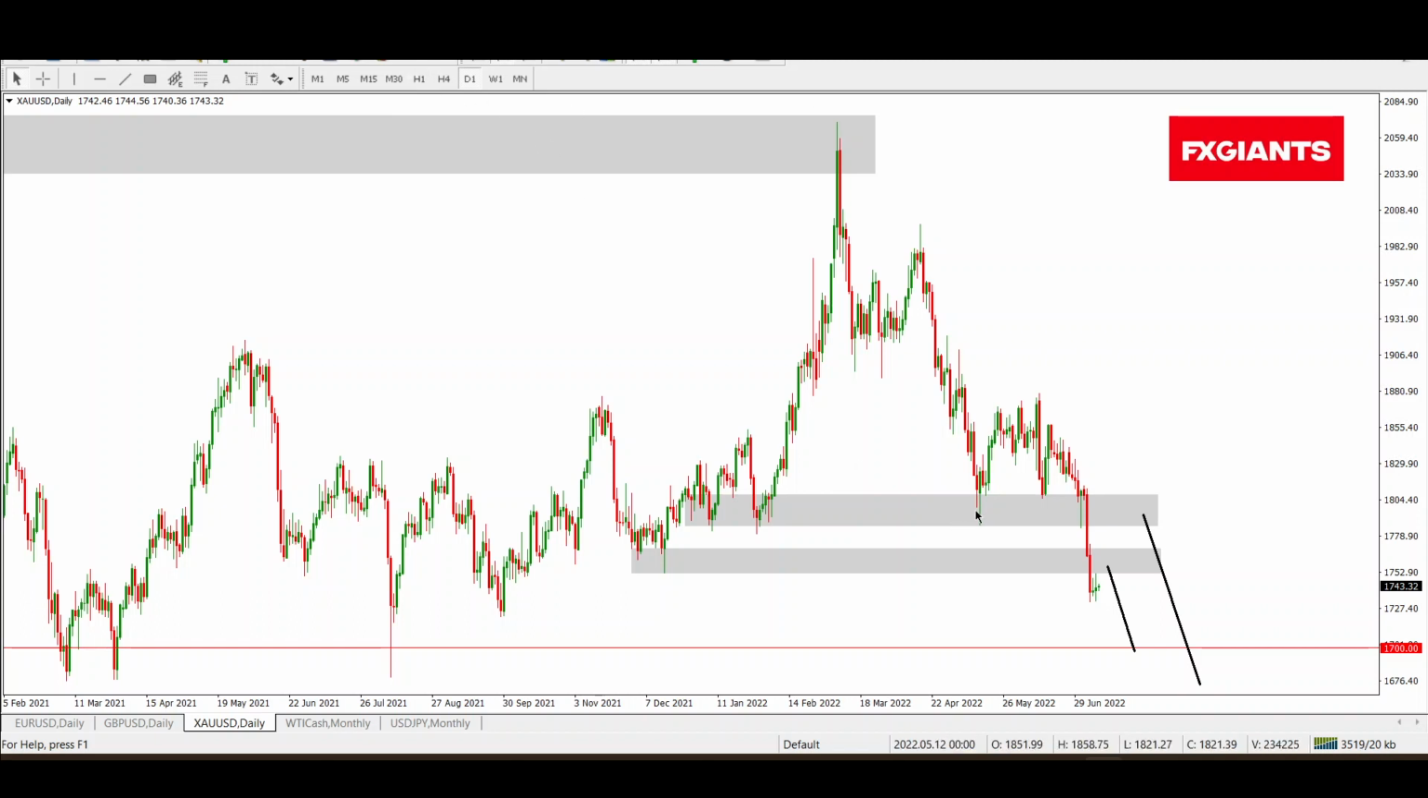And on gold as well, we want to see this high taking, this major daily high, before our bias changes from bearish into bullish. But as long as this daily high remains intact, our bias remains bearish. All right, so let's move to US oil quickly.